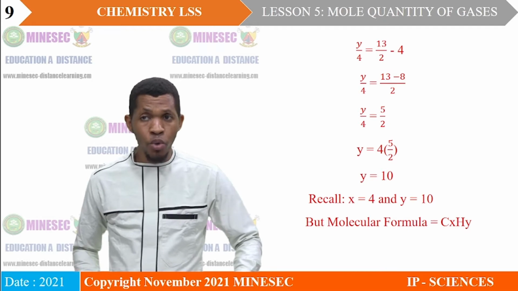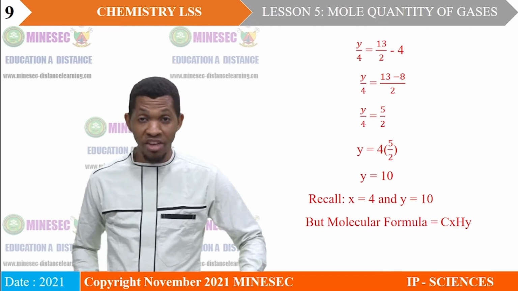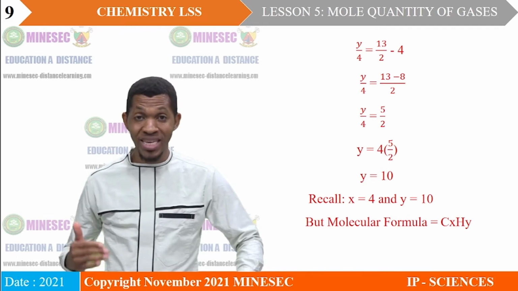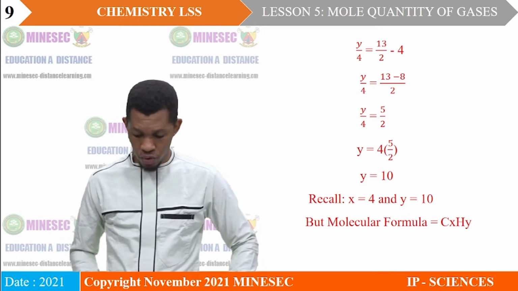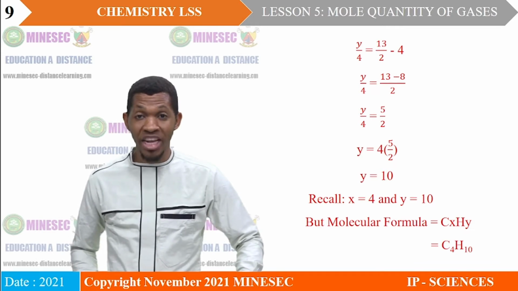And the molecular formula of the hydrocarbon, CxHy, is gotten by substituting x and y with their values. So the molecular formula of the hydrocarbon is C4H10.